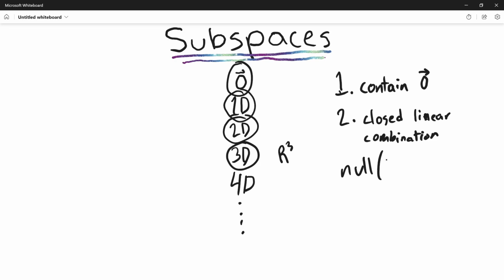Normally you'll have the null space of a matrix, right? Null space, we're going to say A, or matrix A. You could have the column space, that would look something like that, column space of a matrix A. And you may even see the row space of A. And those are just a few of the examples that you'll see. There's also eigenspaces.